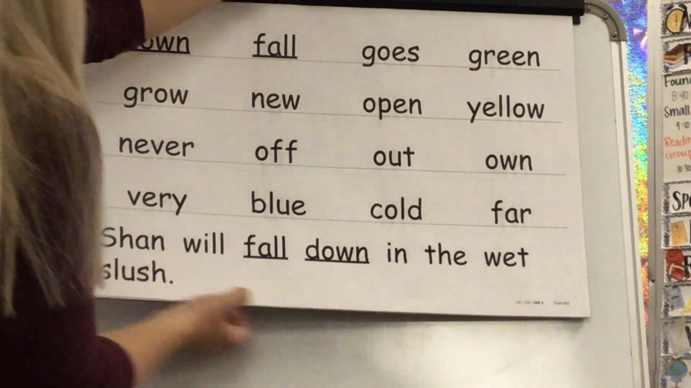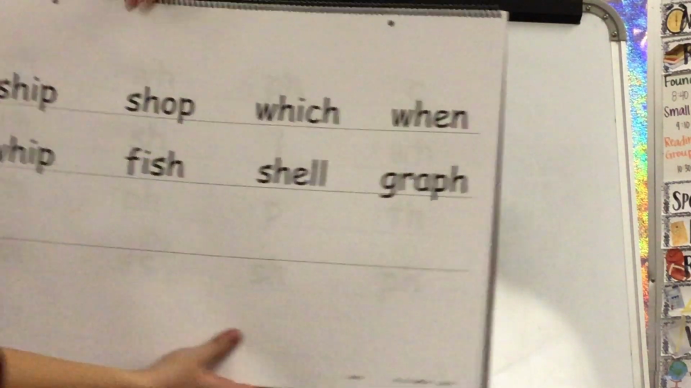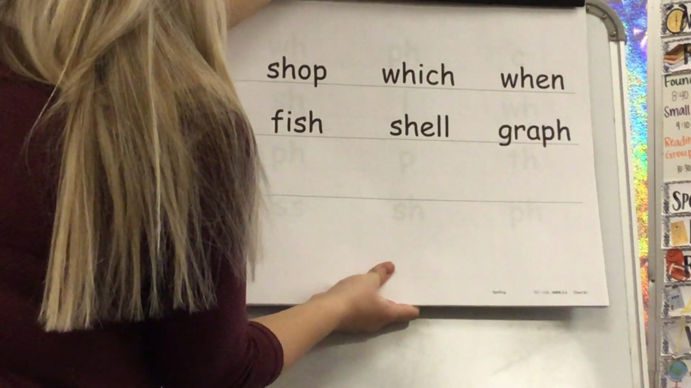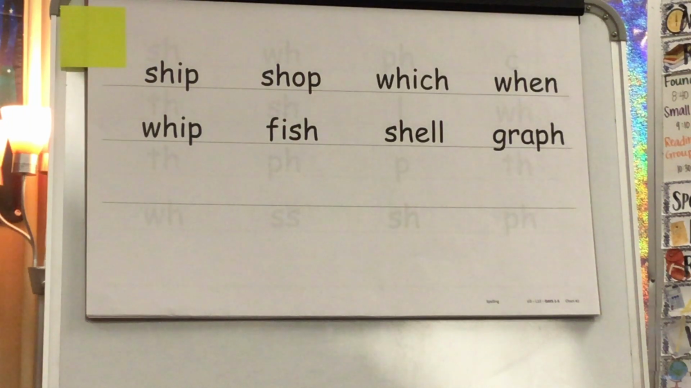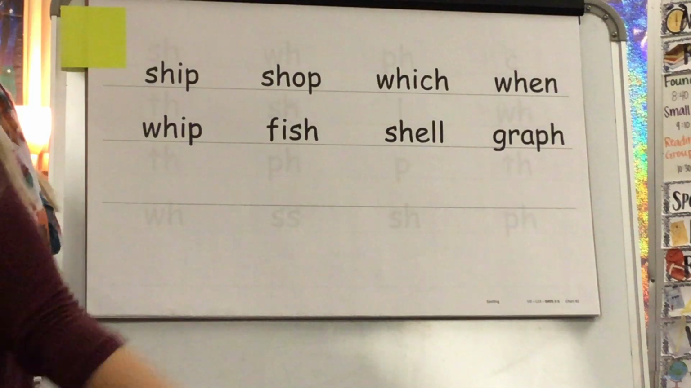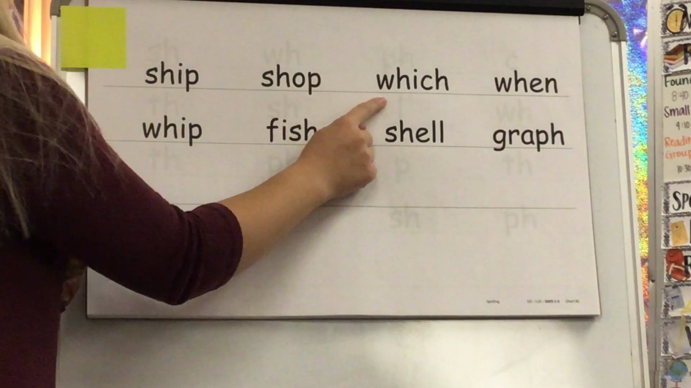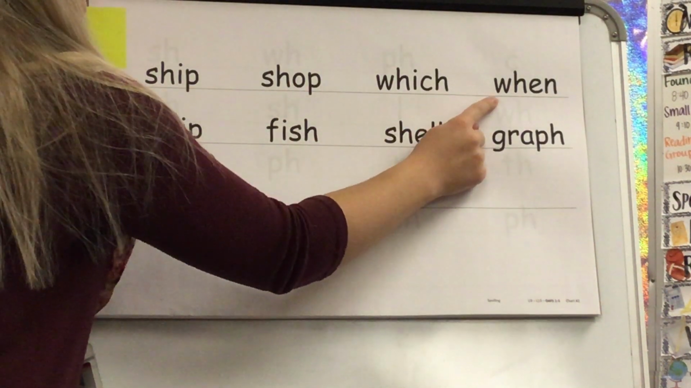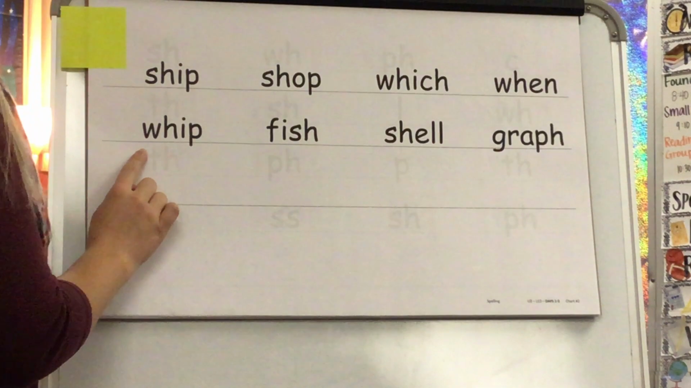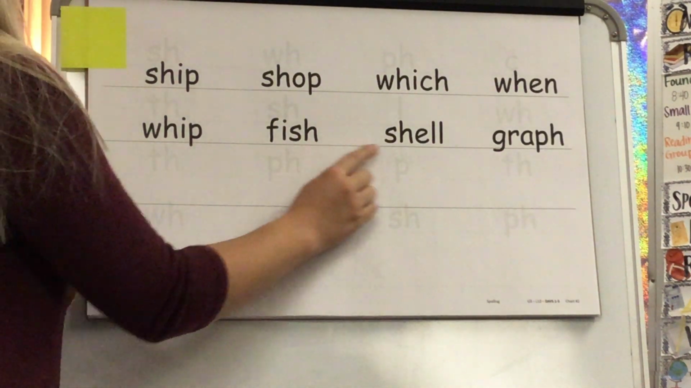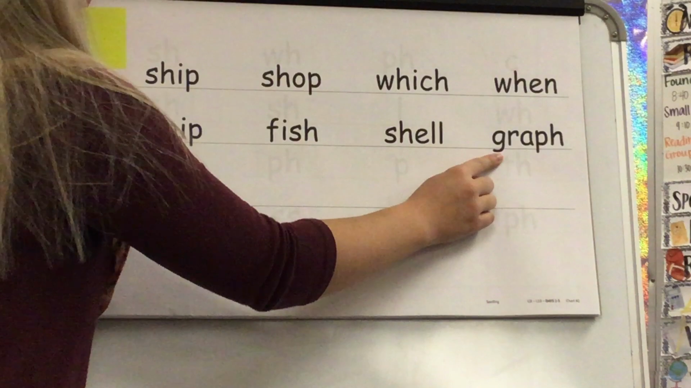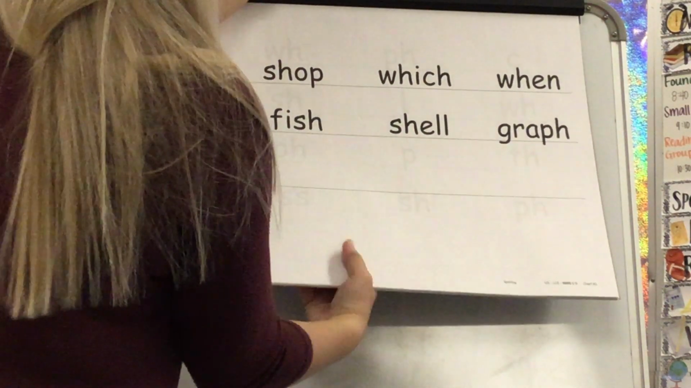Great job. Now is the time to pause the video and get out your spelling materials. These are our words for the week. All of these words have digraph SH, WH, or PH. Let's read our words. Word, ship. Word, shop. Word, which. Word, when. Word, whip. Word, fish. Word, shell. Word, graph. Time to stretch and spell some words.